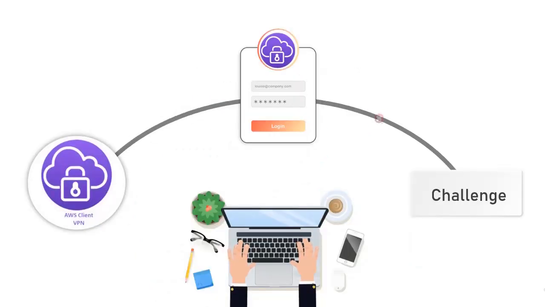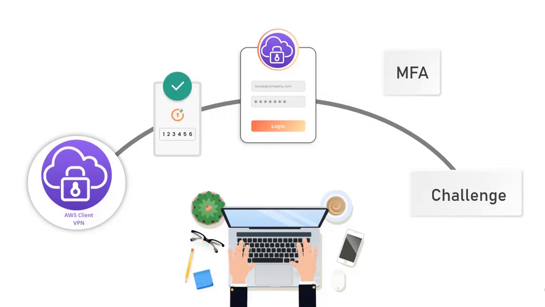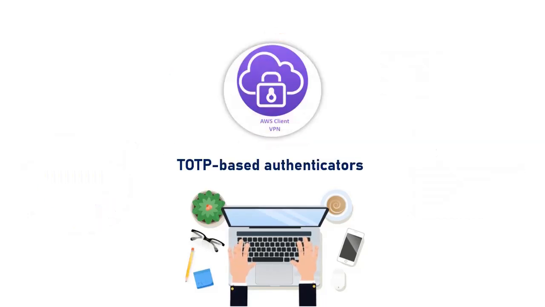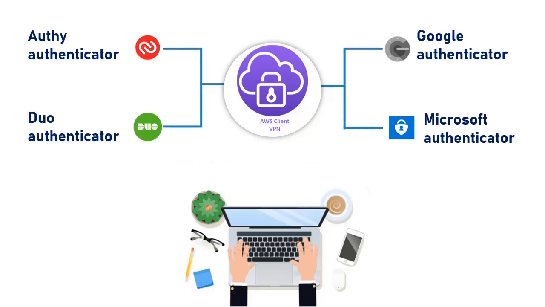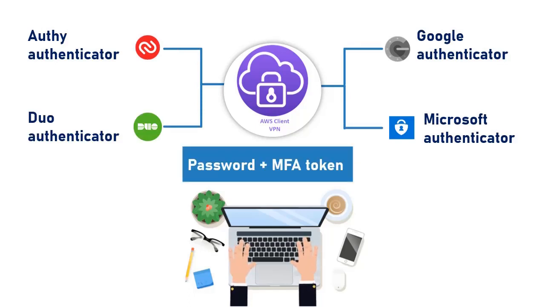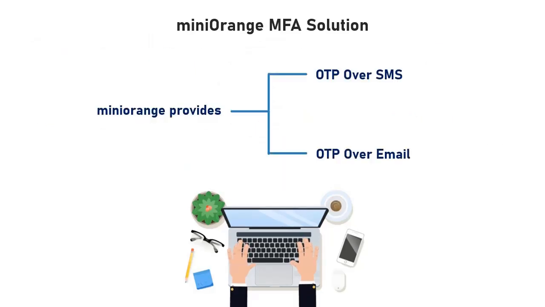Since AWS Client VPN doesn't support challenges, we support MFA by sending the OTP along with the password. For AWS Client VPN, we support all TOTP-based authenticators like Google, Microsoft, Authy, Duo, etc. by providing password plus MFA token in the password field. Methods like OTP over SMS and email are also supported.